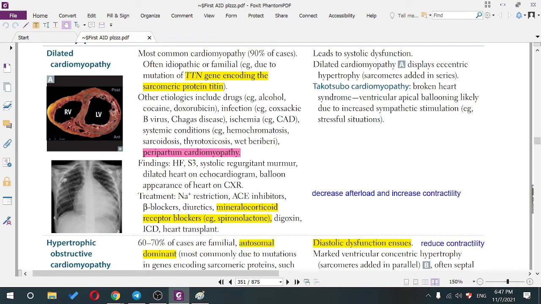Okay, so the next thing here is as follows. Peripartum cardiomyopathy. Why do you think a pregnant lady is at high risk of this?